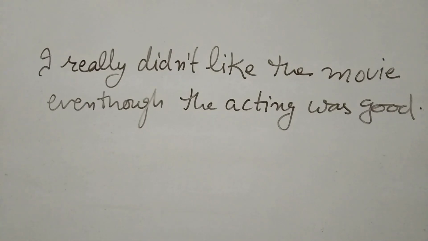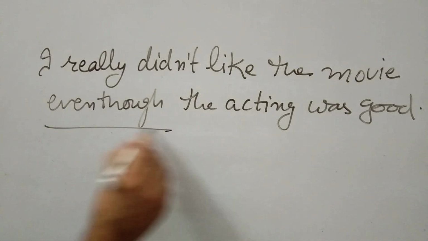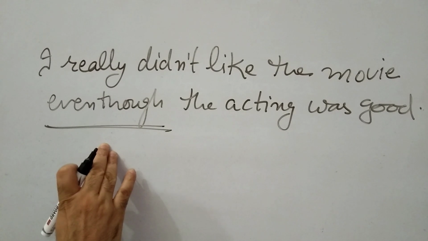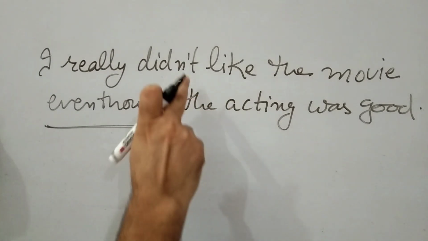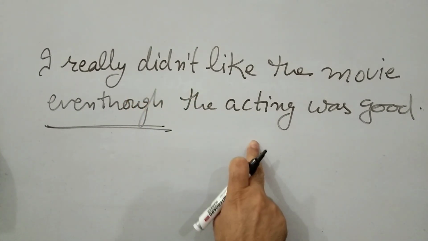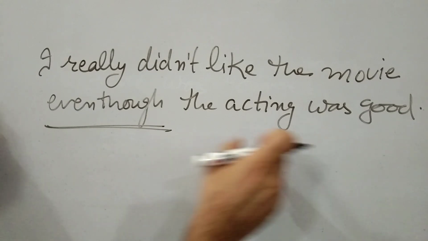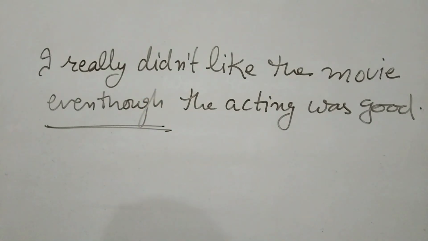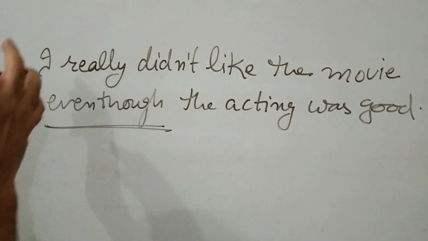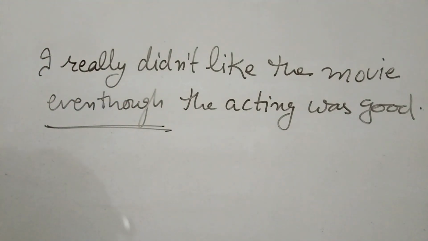I really didn't like the movie, even though the acting was good. So this word even though is a contrast, it's showing contrast. I didn't like the movie, this is the negative side, even though the acting was good, this is the positive side, and both sentences are combined with even though. It can also be combined with the help of although. Although the acting was good, I really didn't like the movie. So although the acting was good will become the first part, and then I really didn't like the movie.